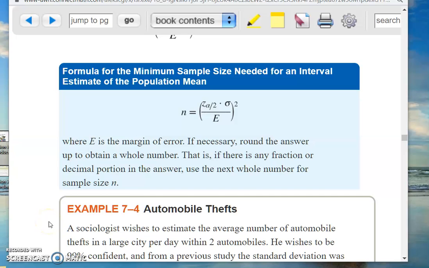Okay, we are in Chapter 7. This is still Section 7-1, and this is recording number 4.